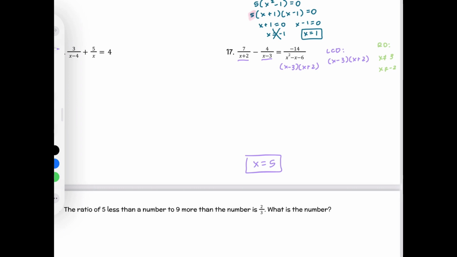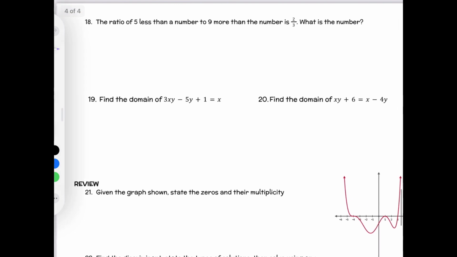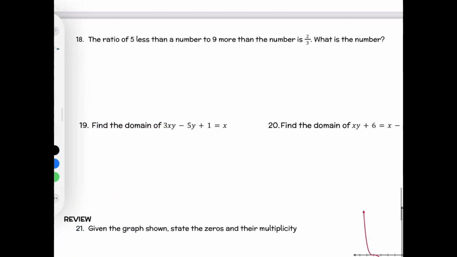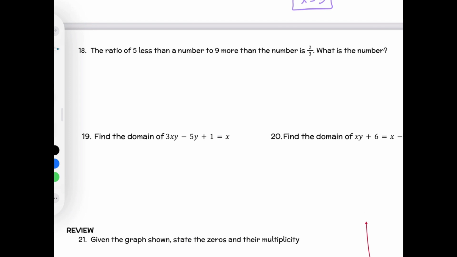All right, now on to the next page. We have some of our random questions. So writing these word problems that we have, we need to be able to write them as an equation. So remember that when you see ratio, ratio means you're dividing.